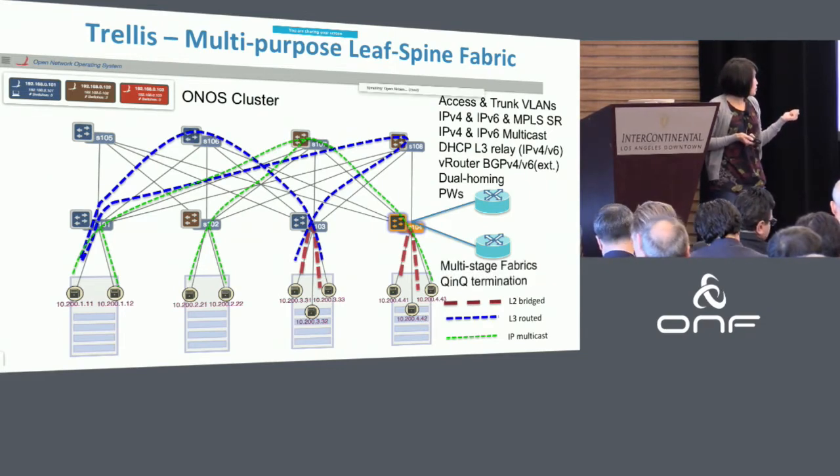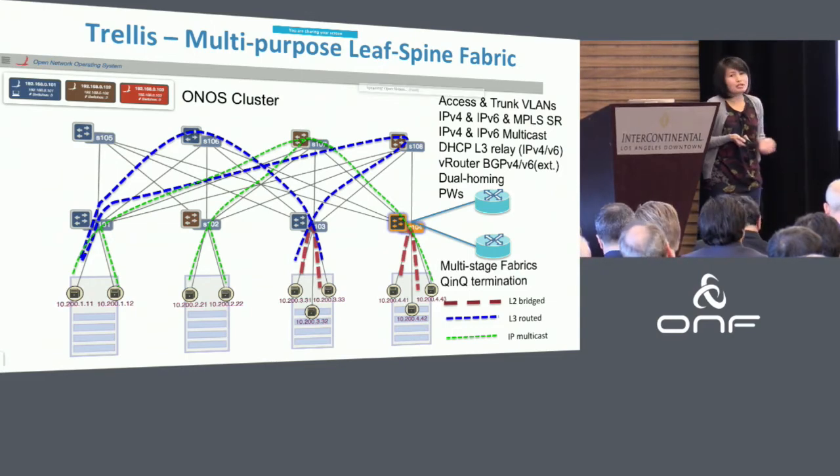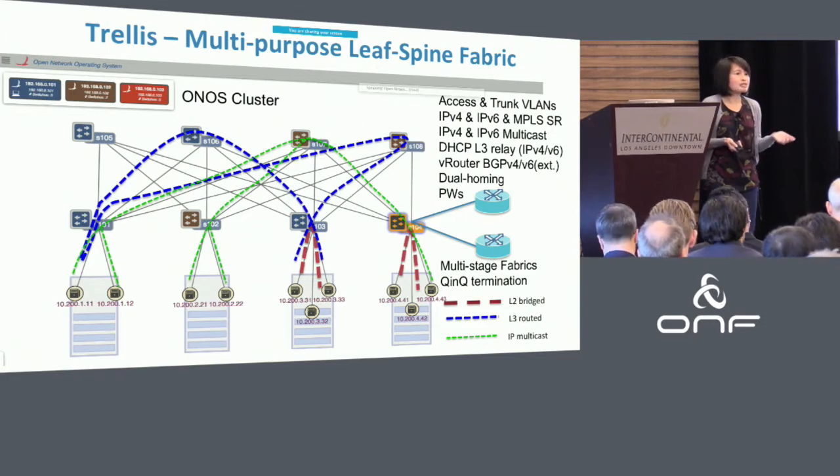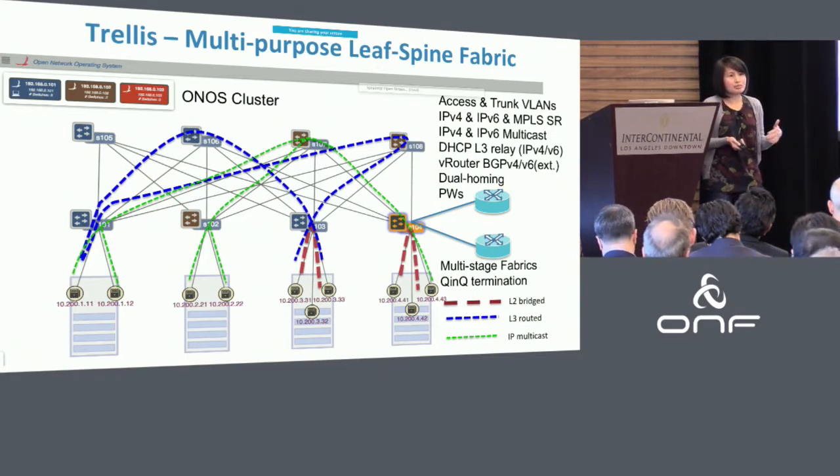We've added pseudo wire support as well as Q&Q termination. So one of the use cases we're recently looking at for ArcCord is what we call a fast path, right? So not having a VSG where your Q&Q termination would occur. What we'll do is we'll actually strip off the double tag VLANs and then send it where it needs to go.